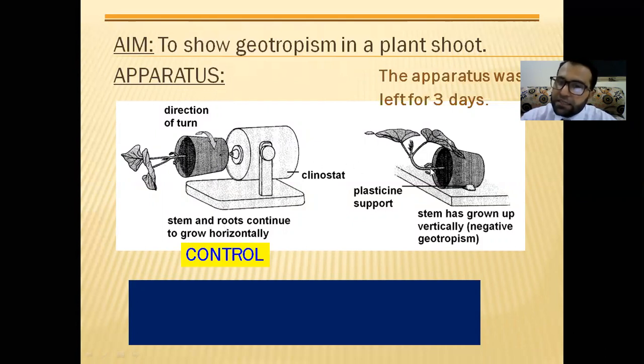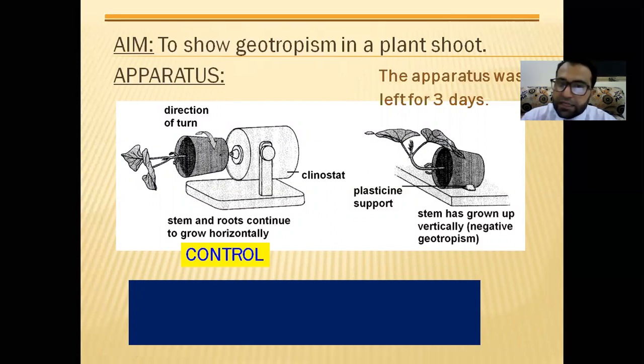But in this case, the shoot is showing negative geotropism, because only these parts face toward the gravity. So because of that, bending happened. But here it's rotating. So because of that, all the parts are exposed equally, right?